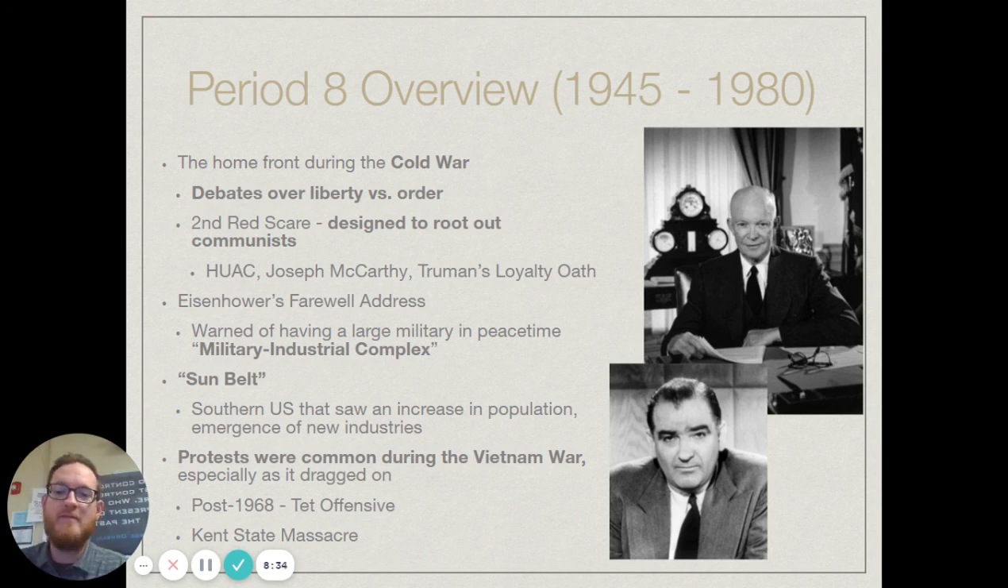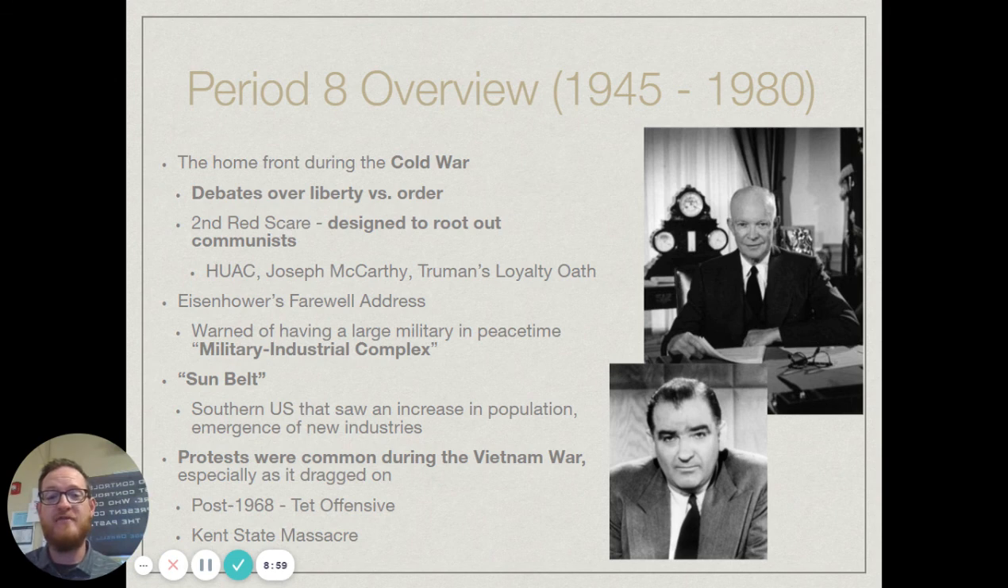You're going to see there are debates over liberty versus order. Again, there is a lot of fear of communism during this time. And so when you have that much fear, you tend to see a reduction in civil rights or rights and liberties just in general. So there's going to be that question of how do we balance those two things to make sure that there is security and order, but also having liberty at the same time.